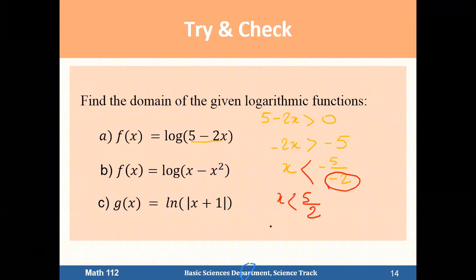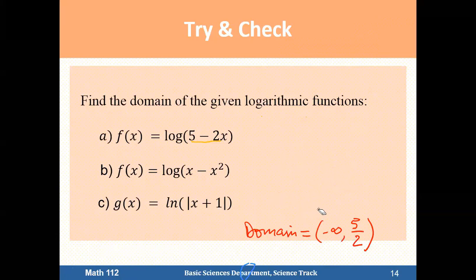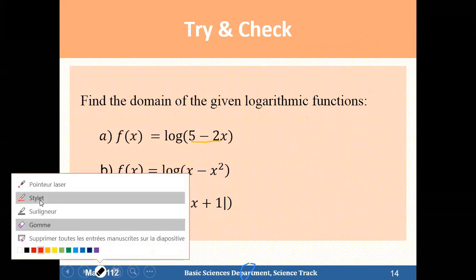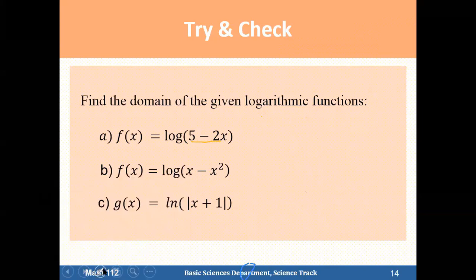What is the domain of f? What is the domain here? So (minus infinity, 5 over 2). This is f. What about question B? Doctor, for question B I should be finding... we need to try solving it. So question B: the argument x minus x squared must be positive.